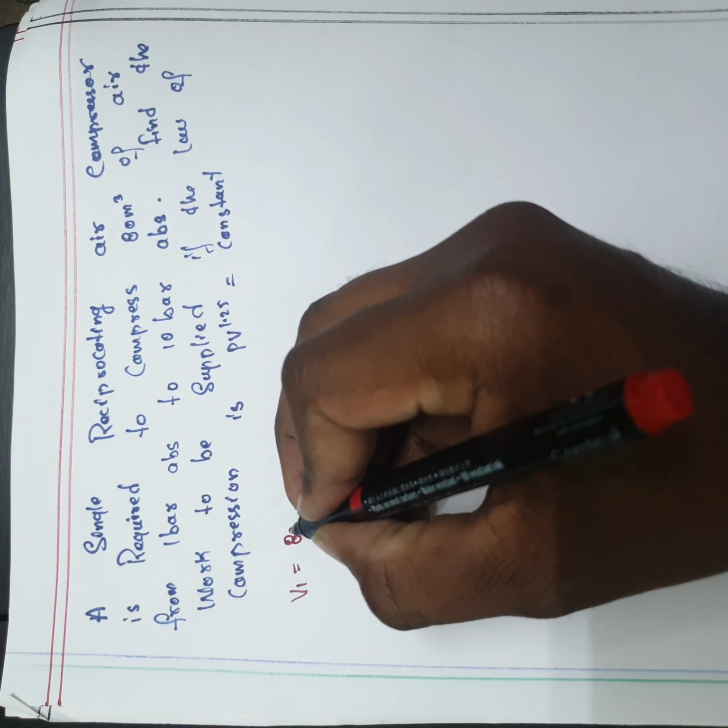So first you write down the formula: n by n minus 1, P1 V1, into P2 by P1 raised to n minus 1 by n, minus 1. This is the formula for work done. Everything is available with you. If you substitute, you will get the answer: 23396 kilojoules. Okay, now we will go for the next problem.